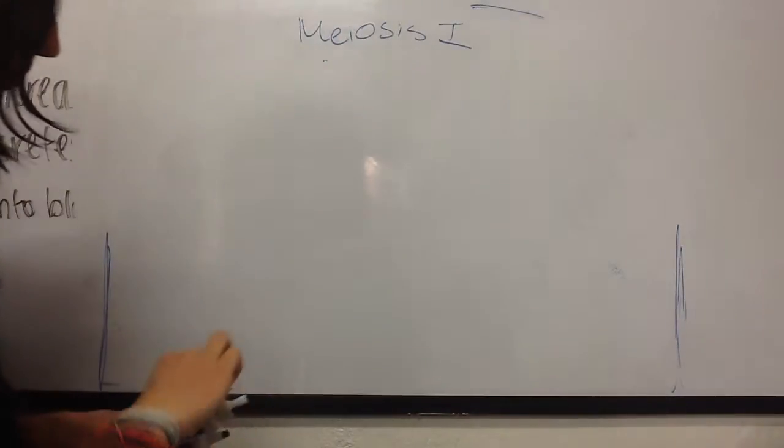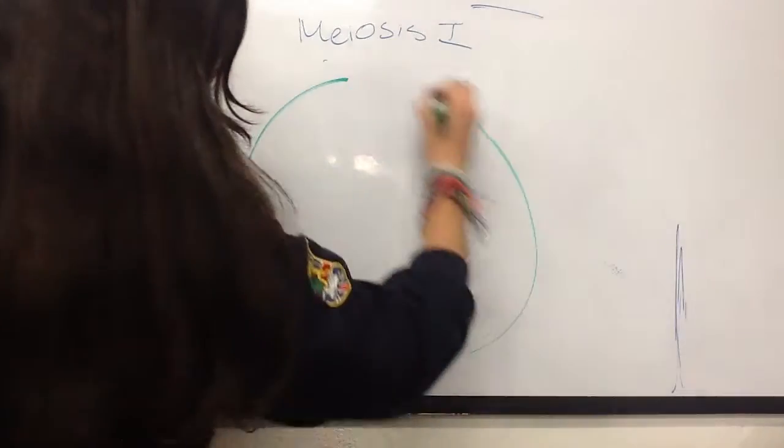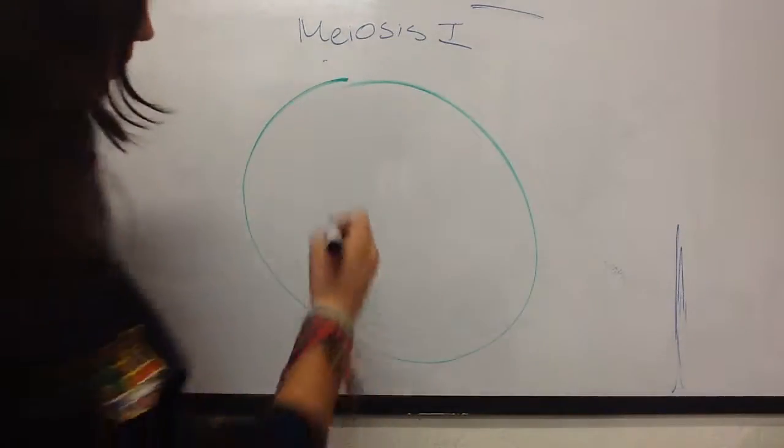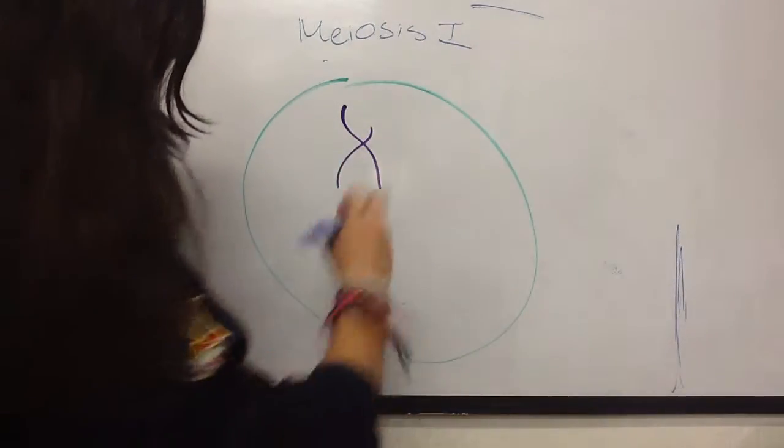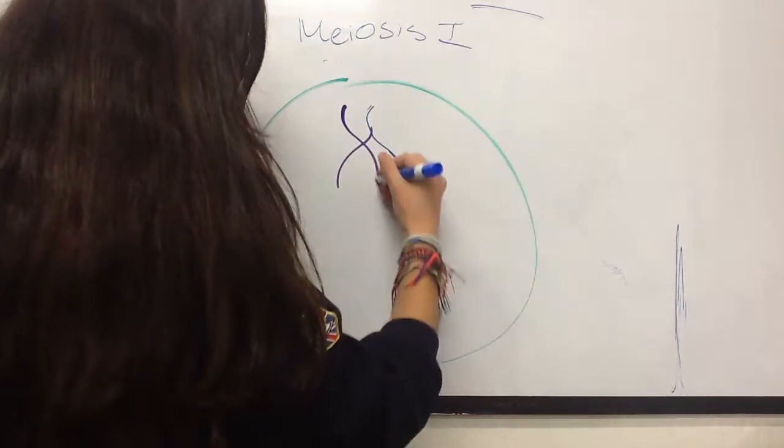Prophase 1. In this phase, a cell has 2n chromosomes, double chromatid. n is the haploid number of chromosomes. Homologous chromosomes pair, also called synapsis, creating a bivalent.